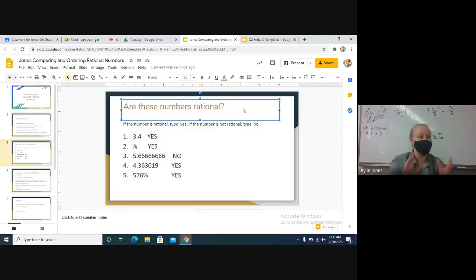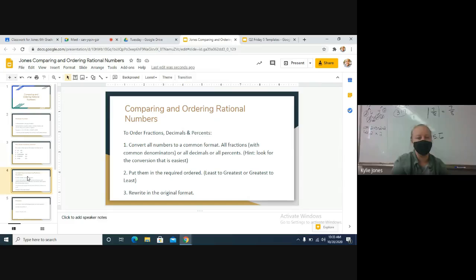So now that we kind of have an idea of what a rational number is, let's look at slide number 4 and talk about how to compare them. We are going to use a standard that we learned previously, where we talked about changing decimals, percents, and fractions into each other. So fractions can be changed to decimals and percents. We know that decimals can be changed to fractions and percents.